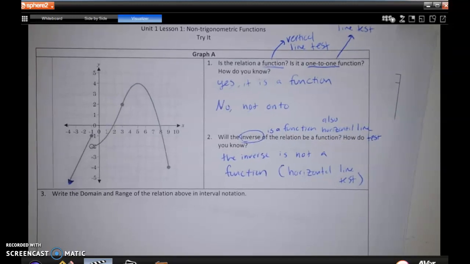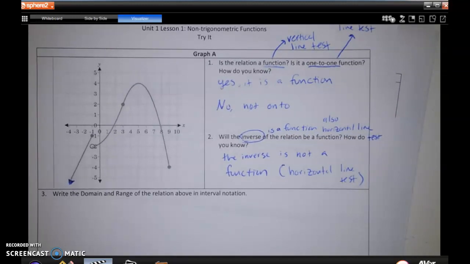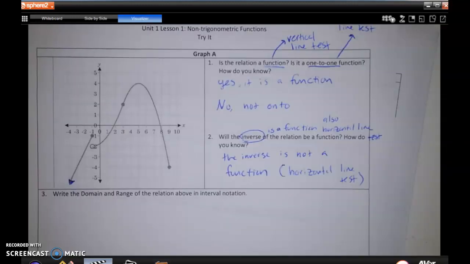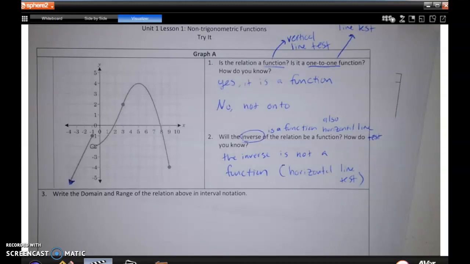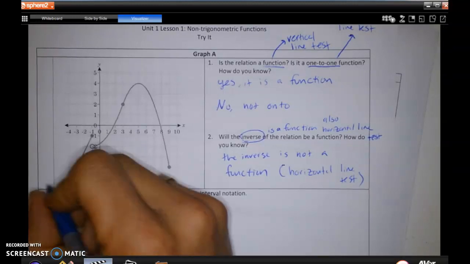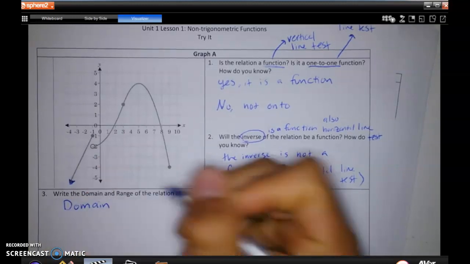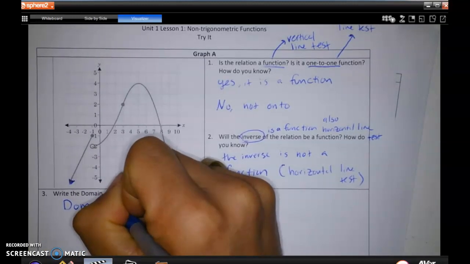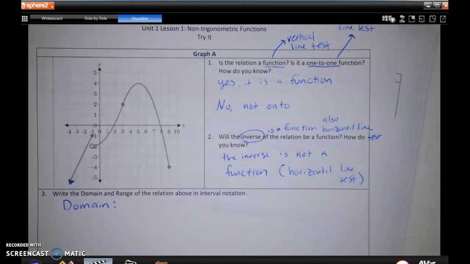The next question says, write out the domain and range in interval notation. So again, I'm just going to go through this with you guys. We'll have an opportunity to practice some of this in a little bit. For domain, remember, we're looking left and right.